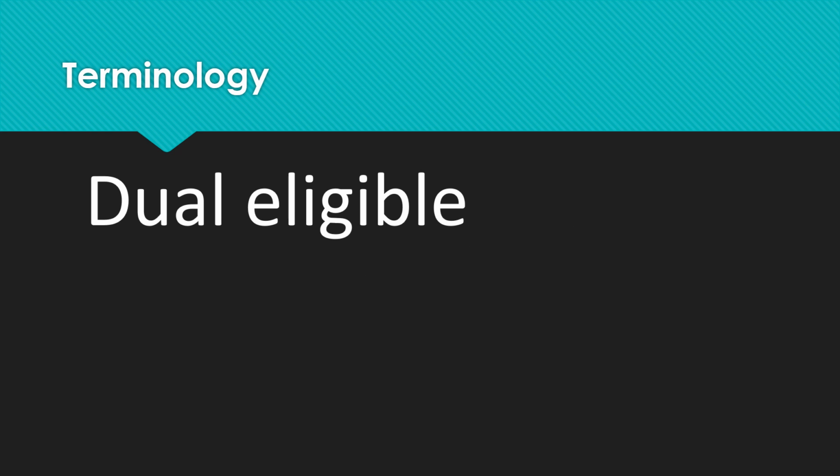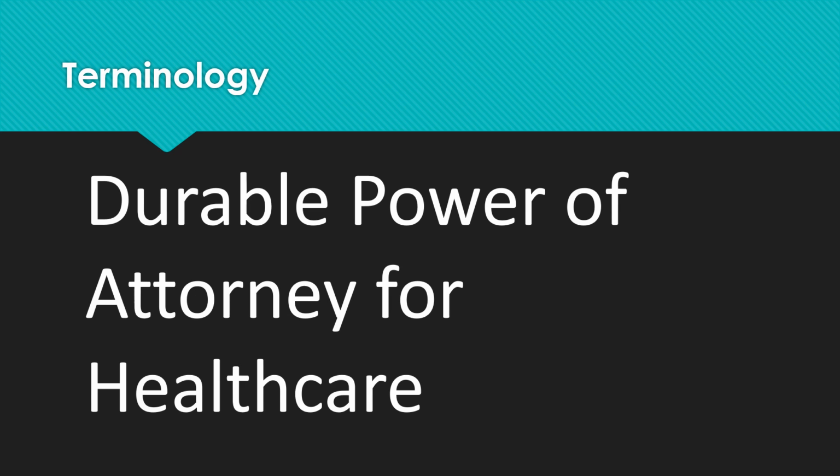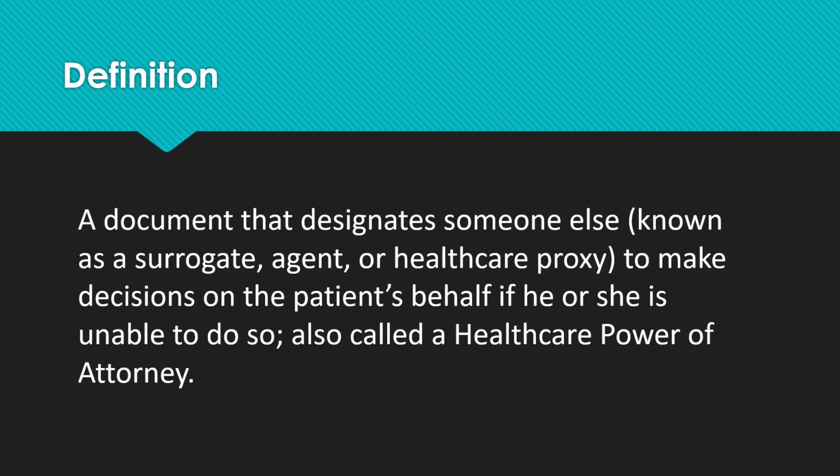Dual eligible. An individual who is entitled to Medicare Part A and/or Part B and is also eligible for some form of Medicaid benefit. Durable power of attorney for healthcare. A document that designates someone else, known as a surrogate, agent, or healthcare proxy, to make decisions on the patient's behalf if he or she is unable to do so, also called a healthcare power of attorney.